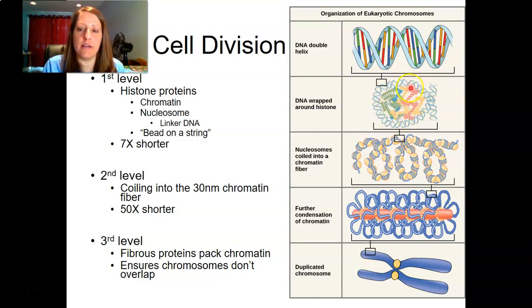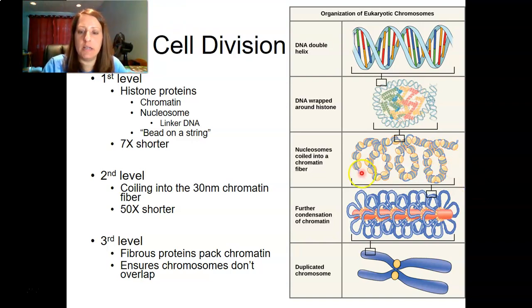Now the different colors again represent the different types of histone proteins. We're not concerned about the different types. In general, these all belong to that class of proteins called histones. So that first level of chromosome compaction or packaging is taking that linear double-stranded piece of DNA and wrapping it around a core of proteins called histone proteins.